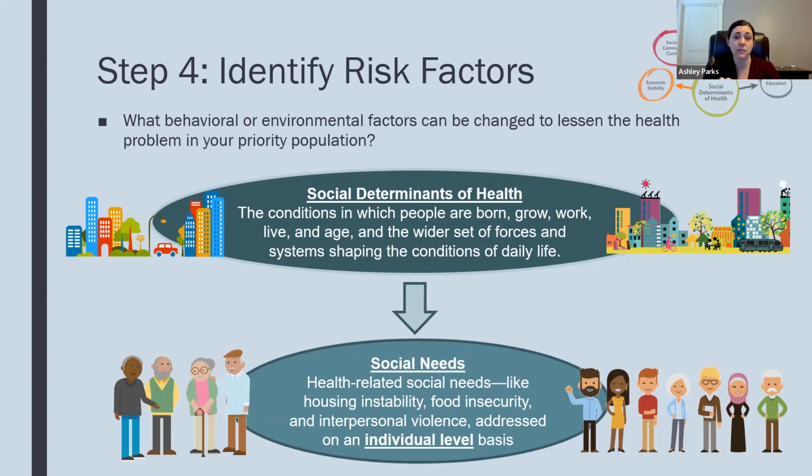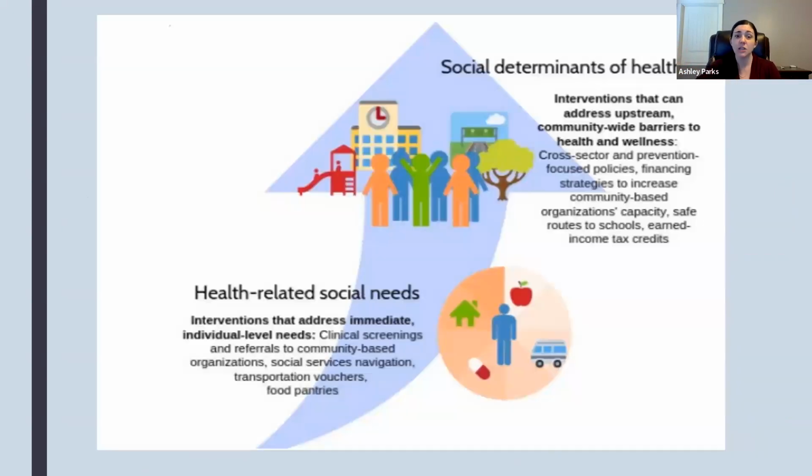So those are social needs that we have to address, and we address them by trying to address social determinants of health, making sure that people have a safe place to be. These are risk factors that lead to health issues. So we want to identify the key risk factors so that we can address those health-related social needs and address the broader social determinants of health.